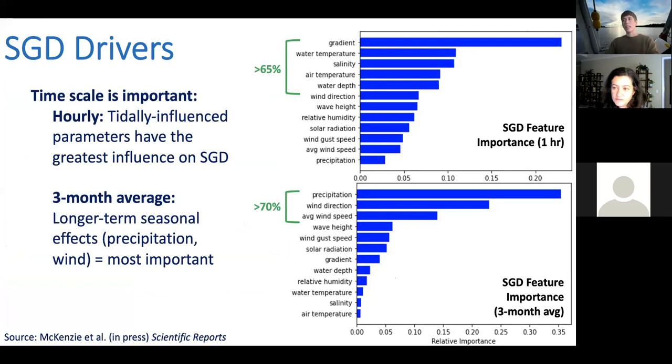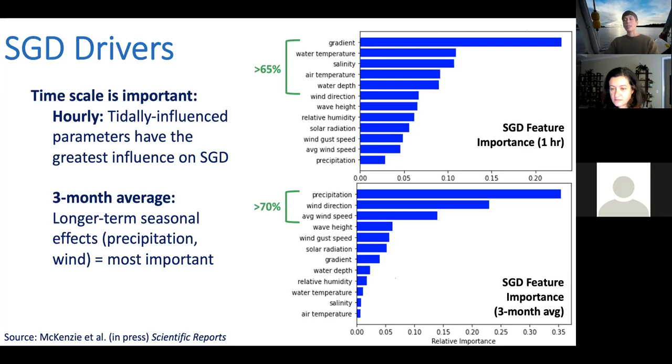And I'm just going to cut to a few salient outcomes from this research in the interest of time. One of the analyses we conducted aimed at looking at the relative importance of processes influencing SGD at the Kiholo Bay site. And to do this, we conducted a random forest regression. This is a machine learning algorithm to assess the factors that had the greatest influence. We did this on several temporal scales. Here I show the 1-hour and 3-month average temporal resolutions. The plots show the relative importance of each feature of interest with respect to SGD.